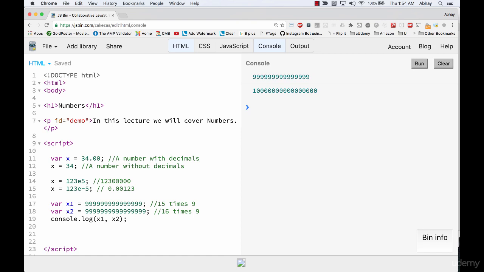Now, there is a very disturbing equation that I'll show you. Let's say x3 is equal to 0.2 plus 0.1. When you do a console log, what do you expect out of this? Well, the answer is very, very easy, which is 0.3. But let's put it onto the screen and see what happens. Oh, the answer is not 0.3. It is 0.30000000000000004.